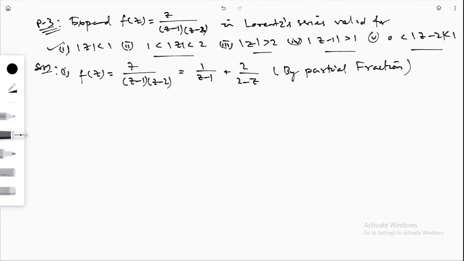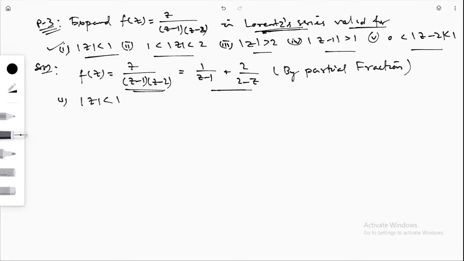Okay, so by using partial fractions, first I will use the partial fraction on this expression, then I will get this one. After partial fraction, my problem is that I have to expand it by Laurent series expansion, which is valid for mod z less than 1. So it is valid for mod z less than 1.